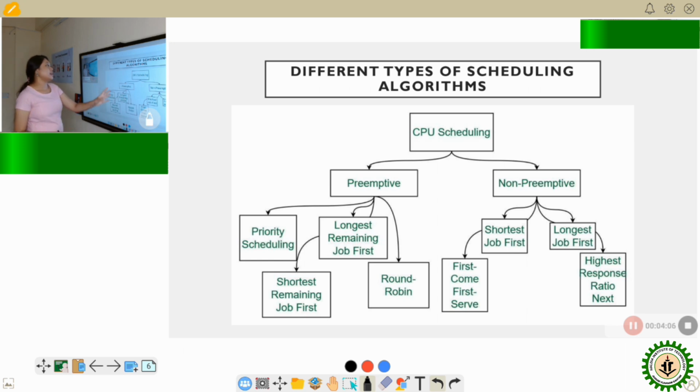Next, we have different types of scheduling algorithms. First, there are two types: one is preemptive scheduling, another is non-preemptive scheduling. Under non-preemptive, there are first come first serve, shortest job first, longest job first, and highest response ratio next. These are the algorithms. And in preemptive scheduling, there are priority scheduling, longest remaining job first, shortest remaining job first, and round robin.